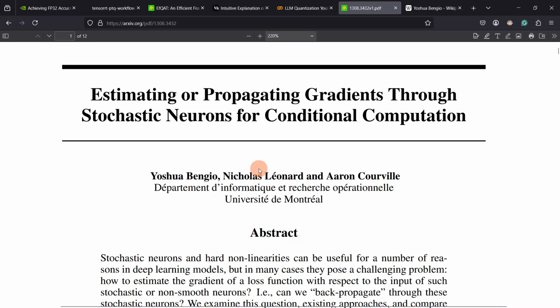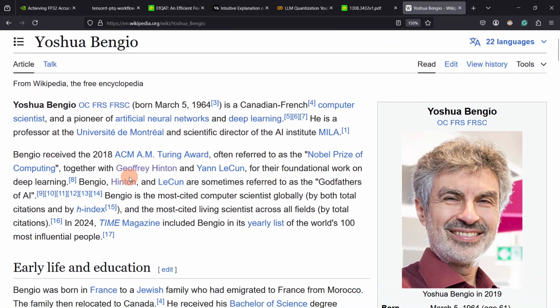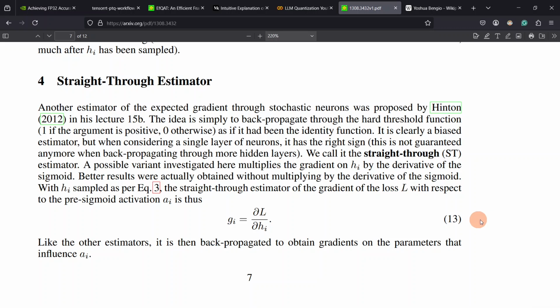The straight through estimator was given by the famous Yoshua Bengio. Everyone who is in machine learning should know about Yoshua Bengio. Yoshua Bengio, OC FRS FRSC, is a Canadian computer scientist and pioneer of artificial neural networks and deep learning. He is a professor at the University of Montreal and scientific director of the AI Institute. He has received the Turing Award and is one of the godfathers of AI along with Hinton and LeCun. Hinton has also received the Nobel Prize in 2024. In the paper, though, Bengio attributes the STE to Hinton.